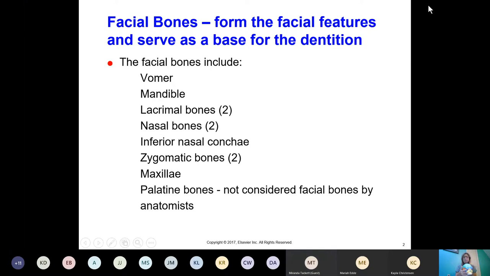The maxilla is this yellow bone, which is pretty big. If you look underneath, it makes up the anterior hard palate. The maxilla also comes all the way up and meets the frontal bone, all the way up here, between your eyes. And then you have the palatine bones, which are questionable as to whether or not they're facial bones, but they are those two little purple ones that form the posterior hard palate, or the backside of the hard palate.